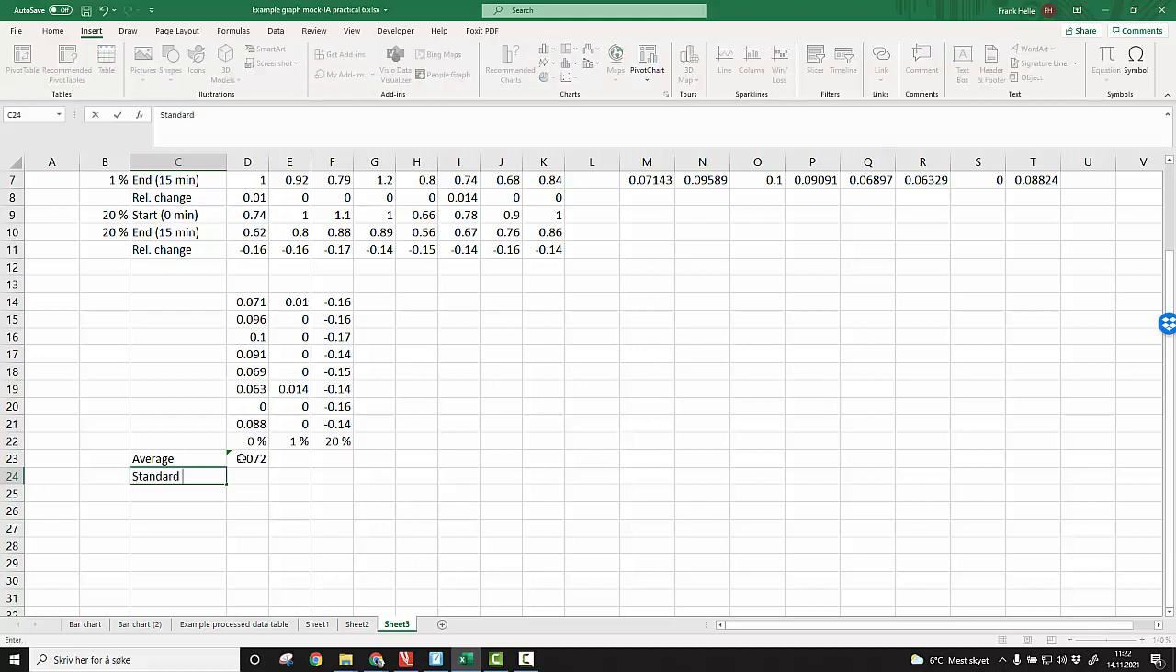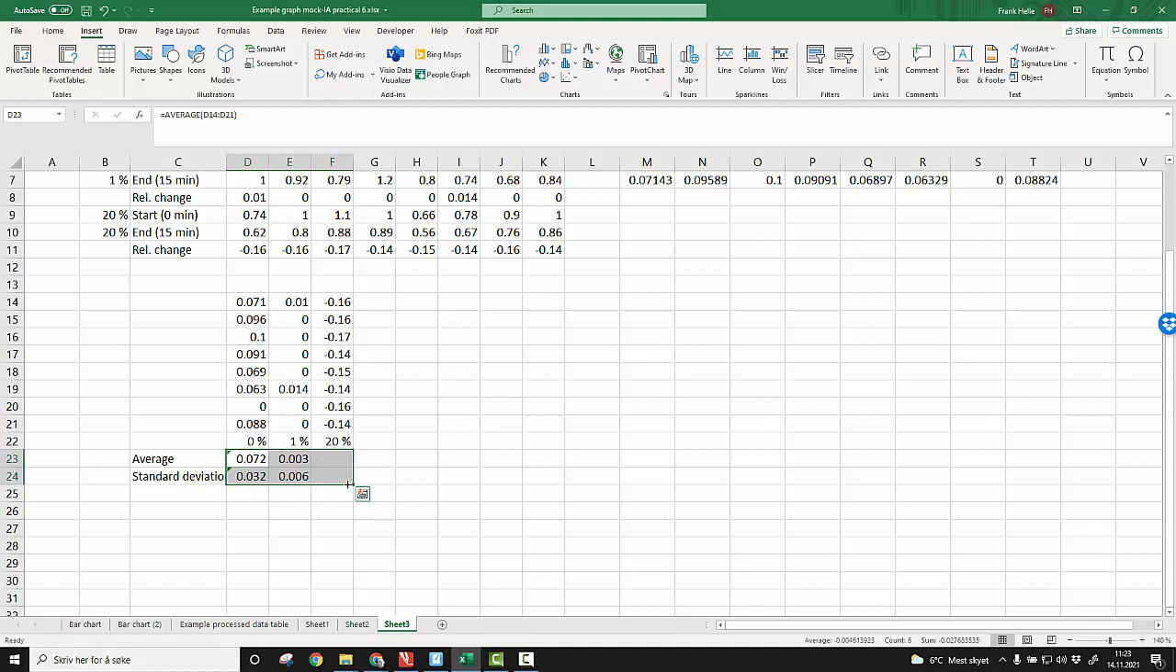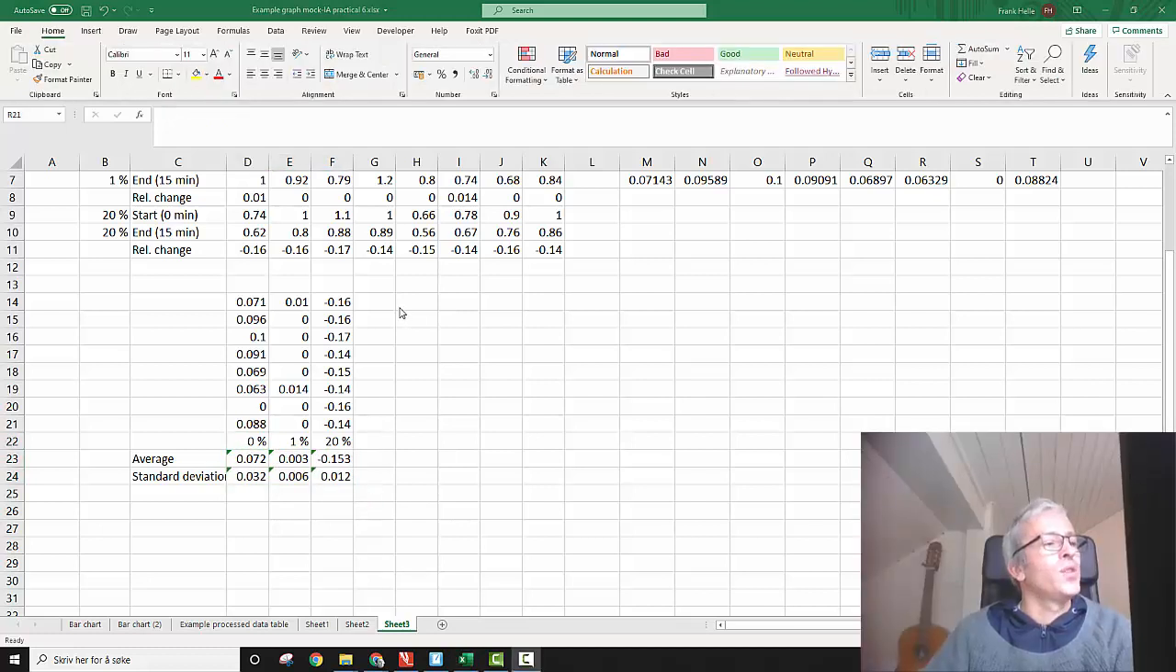Now we're going to calculate the standard deviation. We start with an equal sign and we use the standard dev formula, and we see that there is a pretty large standard deviation here. And now we will copy these and get the data for both groups.